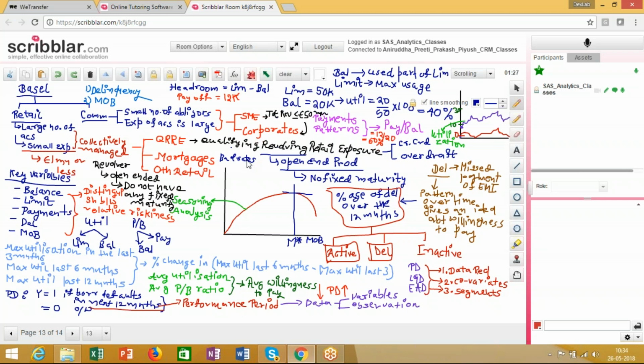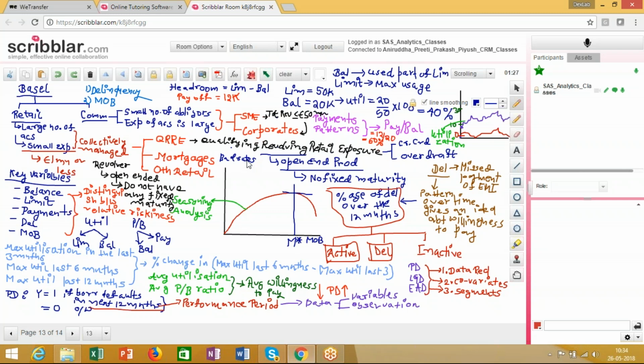Right? The next part is the mortgages. So mortgages talk about home loans essentially, right? And other retail comprises of products like personal loans, auto loans, and other products. So the retail portfolio is divided into these three groups. QRRE comprises of open-ended revolving products like credit cards.